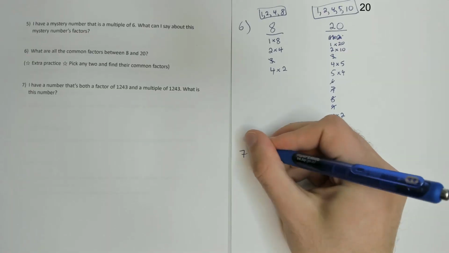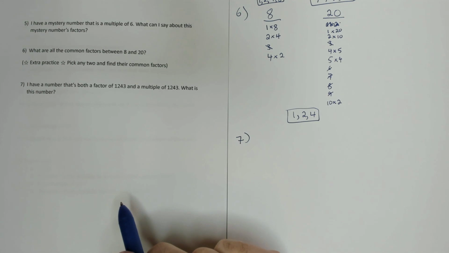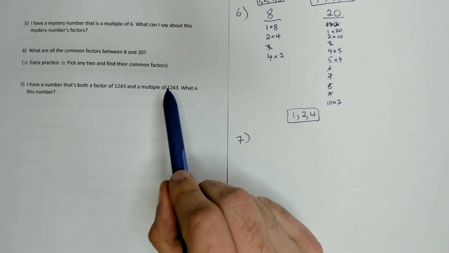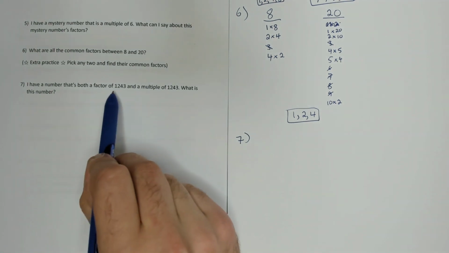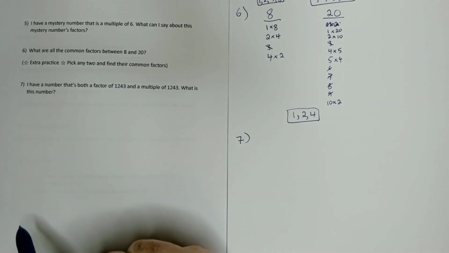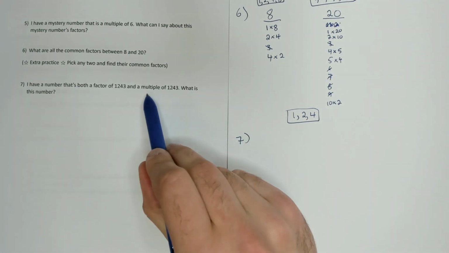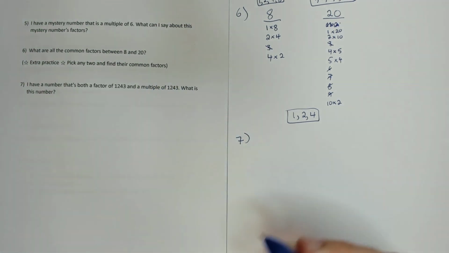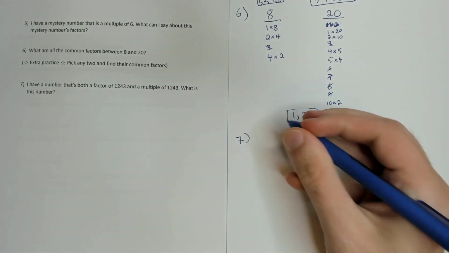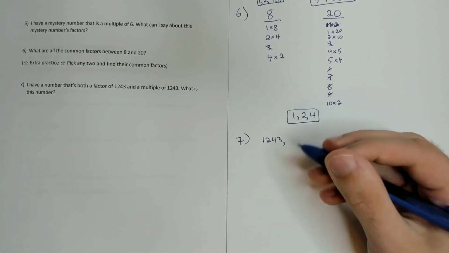Okay, 7. I have a number that's both a factor of 1,243 and a multiple of 1,243. What is this number? Okay, so this is both a factor of 1,243 and a multiple of it. So I really don't want to have to list all the factors of 1,243 because that's a really big number. So there's probably some trick to this question. All right, so let's start with looking at it's a multiple of 1,243. That means this number can be built by 1,243s. So if we just list the multiples of 1,243, we might get some idea of what's going on.